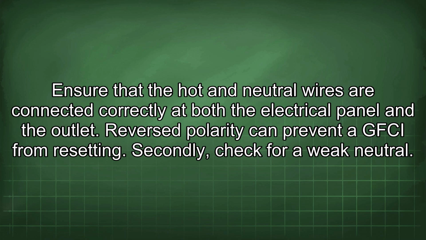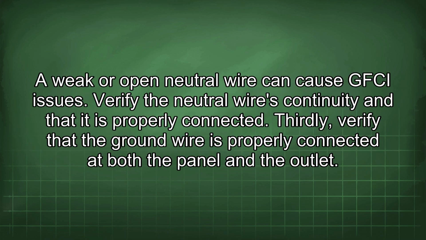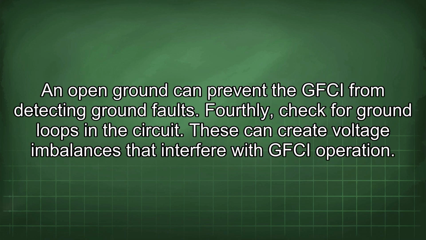Secondly, check for a weak neutral. A weak or open neutral wire can cause GFCI issues. Verify the neutral wire's continuity and that it is properly connected. Thirdly, verify that the ground wire is properly connected at both the panel and the outlet. An open ground can prevent the GFCI from detecting ground faults. Fourthly, check for ground loops in the circuit. These can create voltage imbalances that interfere with GFCI operation.